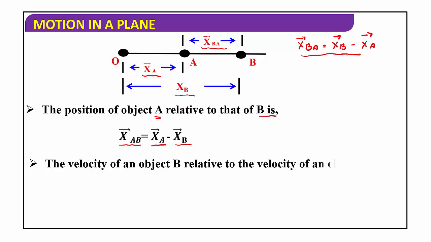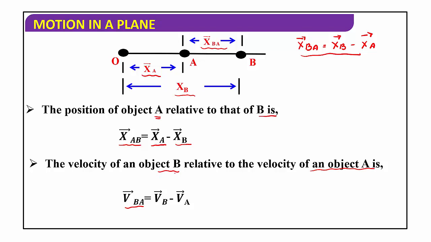So here, if you are going to take the velocity of object B relative to the velocity of object A, now tell me how you are going to write the velocity of object B relative to object A? Yes. Velocity is denoted by V. Vector V, BA. Why do we have to write BA? Because you can observe the sentence.